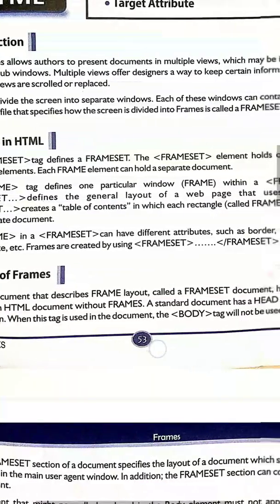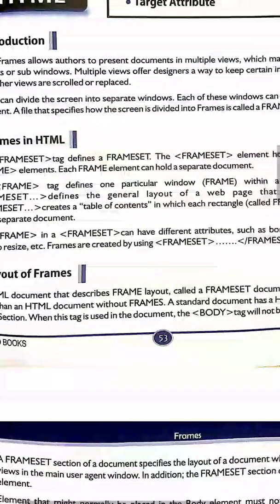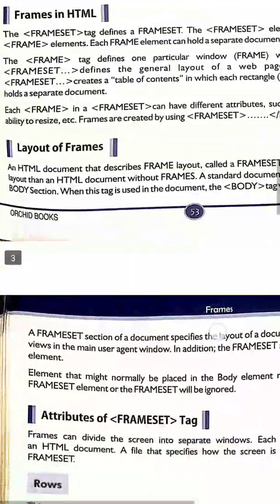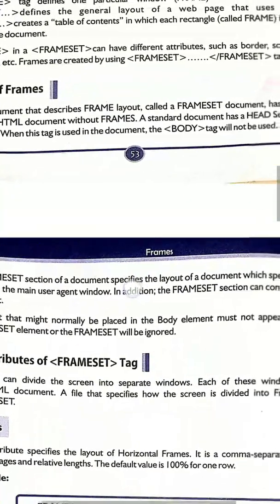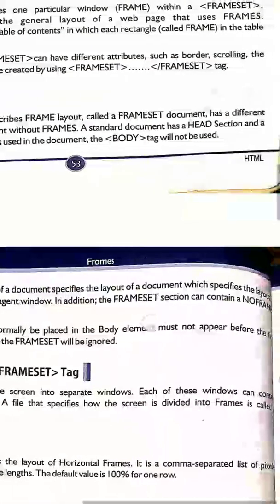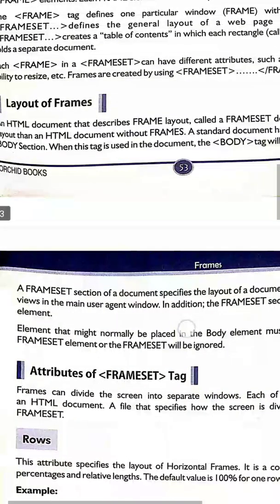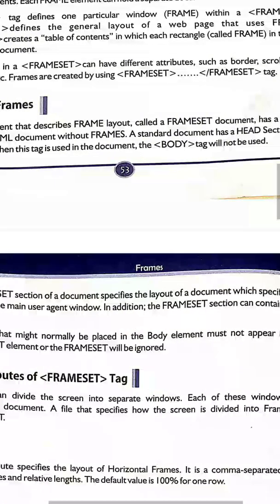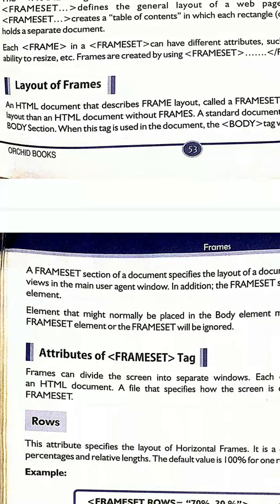So create a table in which each rectangle holds a separate document. We'll see the layout here. An HTML document that describes a frame layout, called a frameset document, has a different layout than an HTML document without frames. The standard document has a head section and a body section, but when this tag is used, the body tag is not needed. So when you are using the frame or frameset tag, the body tag is not necessary. Only the head tag is used here.